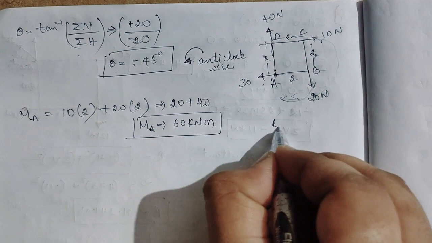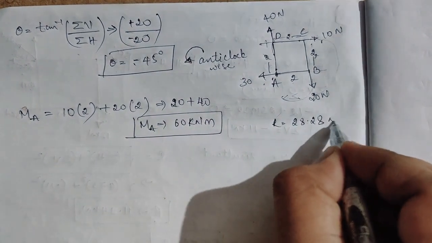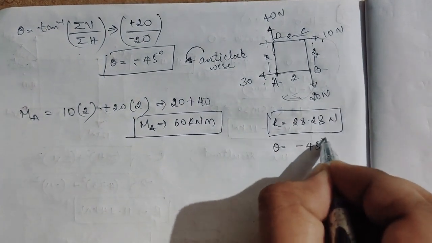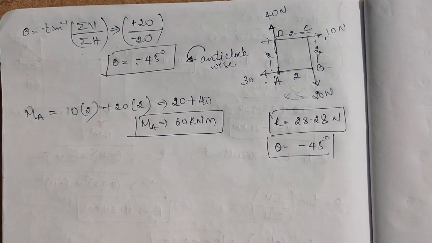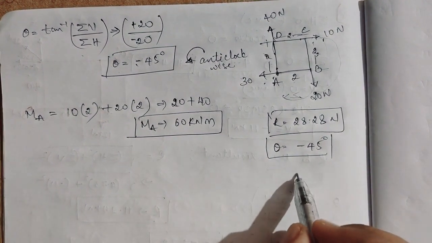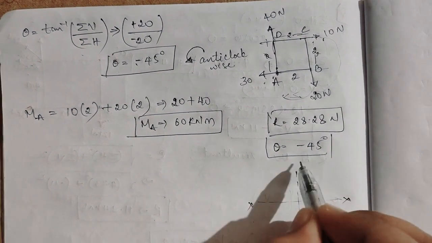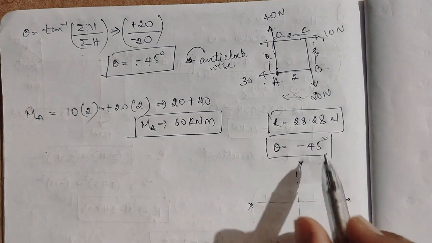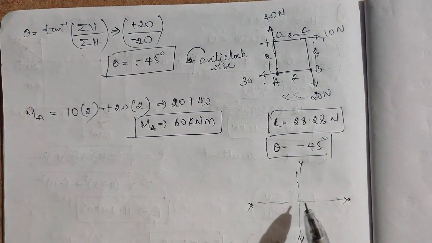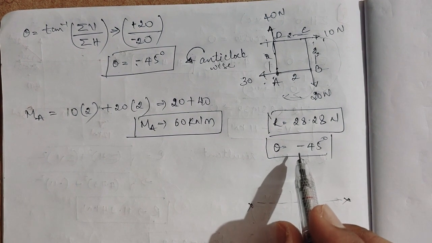So we found out R, that is 28.28 Newton. So theta is minus 45 degree. Okay, what does it tell? When theta is minus 45 degree, if I take this as x-axis and this as y-axis, if theta is minus 45, what will it do? It will come in the negative direction.